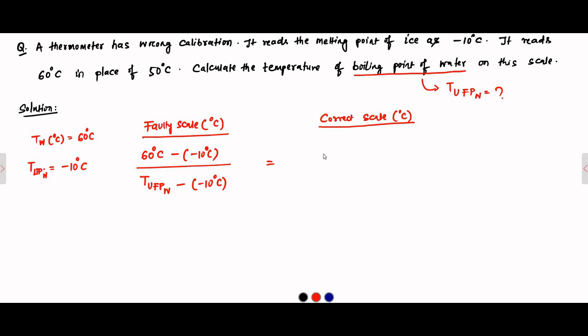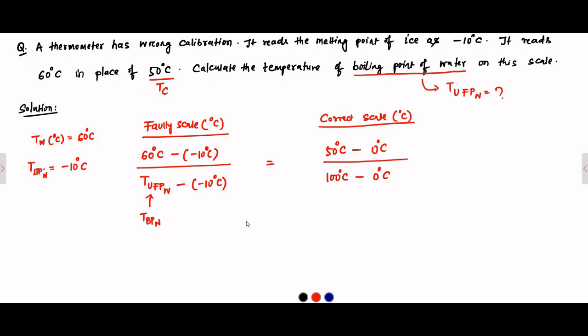Now we know here the correct reading is 50 degrees Celsius. This is the correct reading. We'll call it TC, the right reading, Celsius reading. So 50 degrees Celsius minus the correct lower fixed point in degrees Celsius scale, which is 0 degrees Celsius, by the correct upper fixed point in degrees Celsius scale, equal to 100 degrees Celsius, the boiling point or steam point, minus again 0 degrees Celsius, which is the lower fixed point. So by that we'll calculate this upper fixed point or boiling point in the wrong scale.